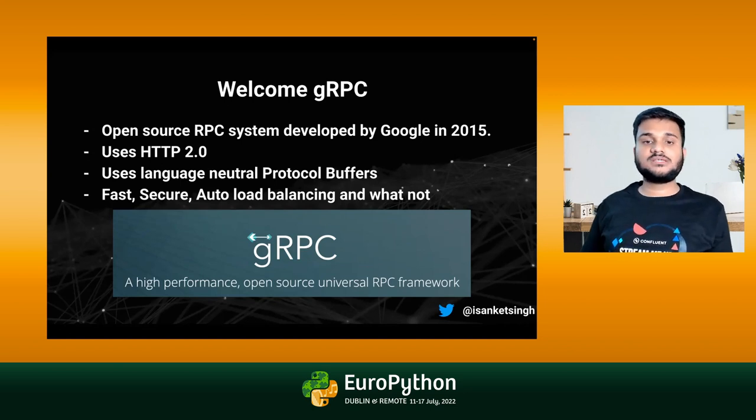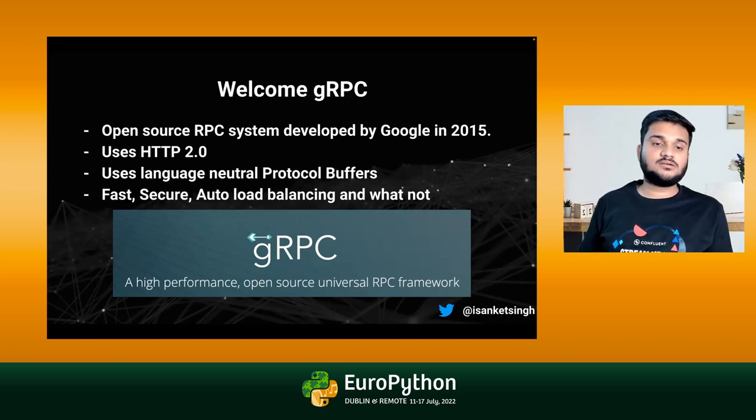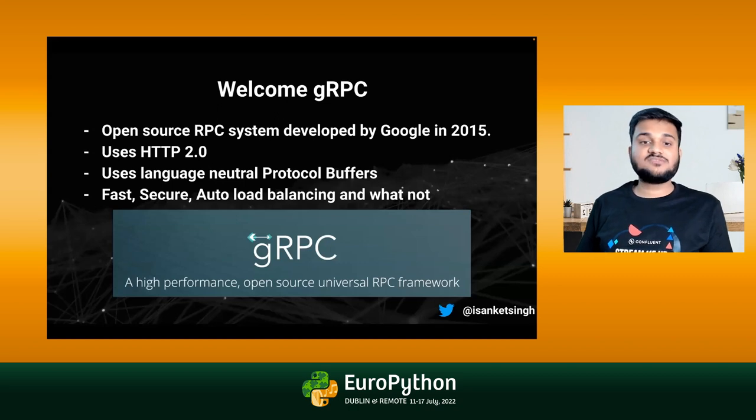We are already used to things like XML, JSON, etc. But protocol buffers are new to the picture, and they change the whole landscape. gRPC is very fast, secure, and has features like automatic load balancing, right? So gRPC comes up with a lot of new features. It's open source, managed by Google, and we are going to discuss all of these features. We are also going to see when we should not use gRPC. We are going to compare it with REST and a lot more, right?